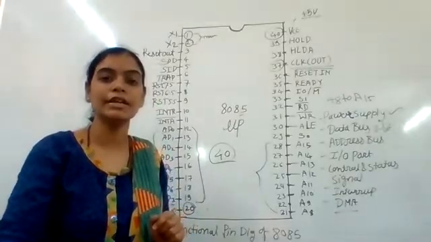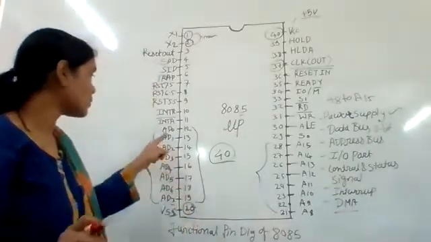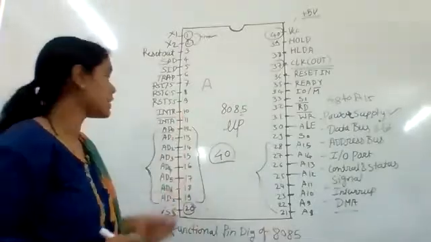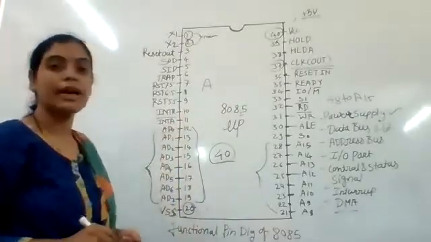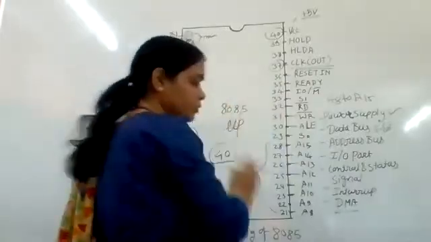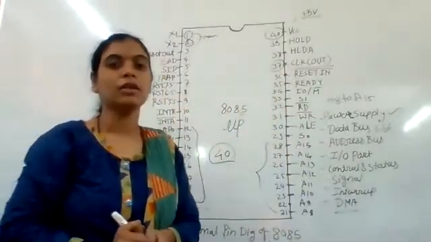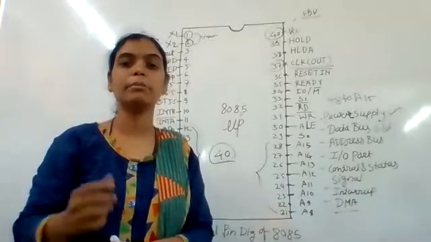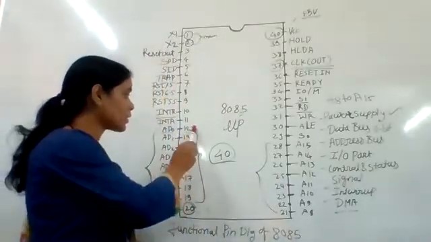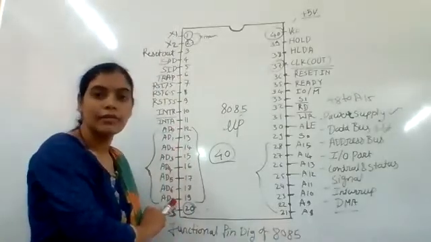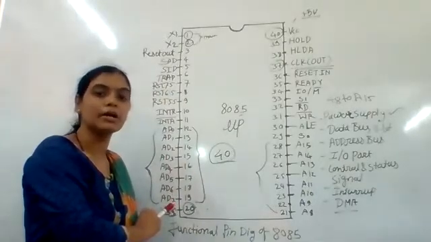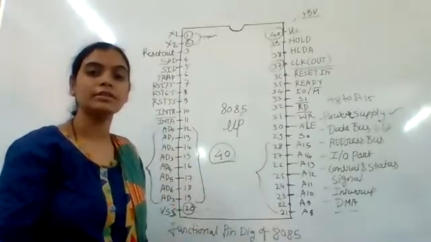The address bus is denoted by A, whereas the data bus is denoted by D. The pin configuration denotes the lower order multiplexed address and data bus bits from AD0 to AD7.